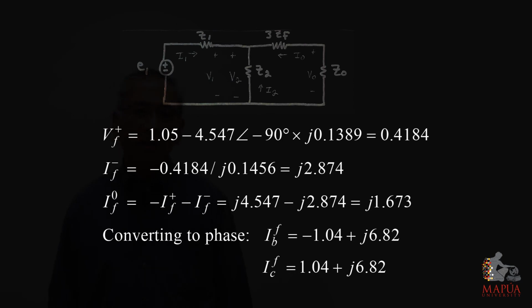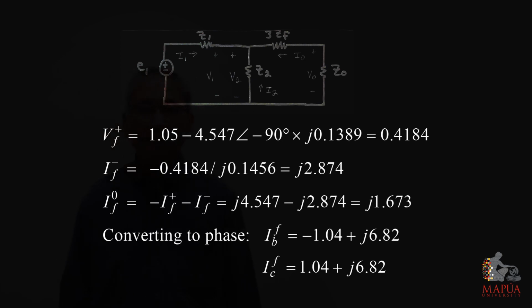The negative sequence current flowing to the negative sequence network is equal to negative 0.4184 divided by J 0.1456, and that gives us J 2.874. And for the current flowing to the zero sequence network, that gives us negative IF of the positive sequence minus the current flowing to the negative sequence, and that gives us J 1.673.